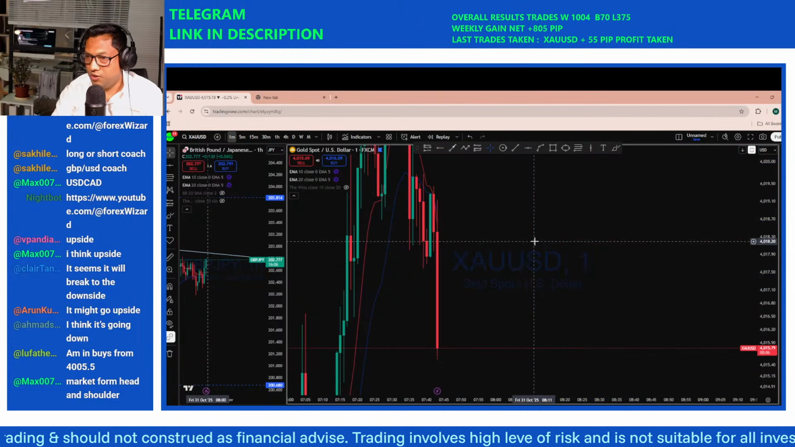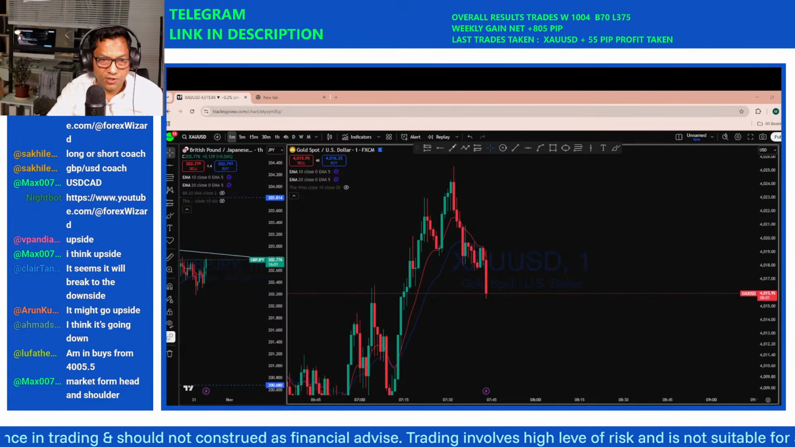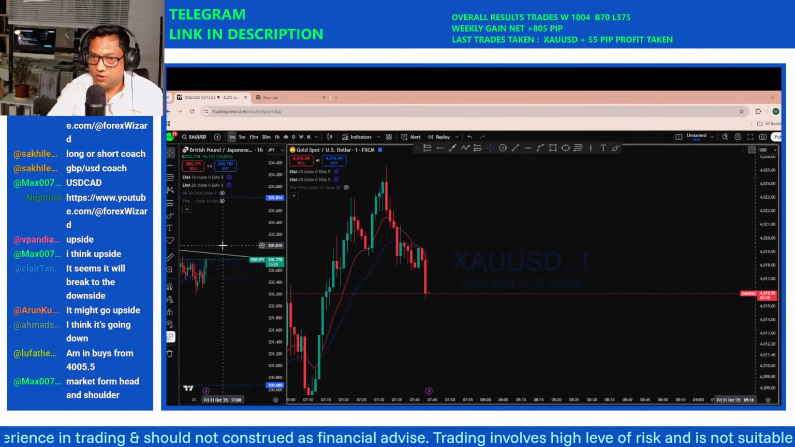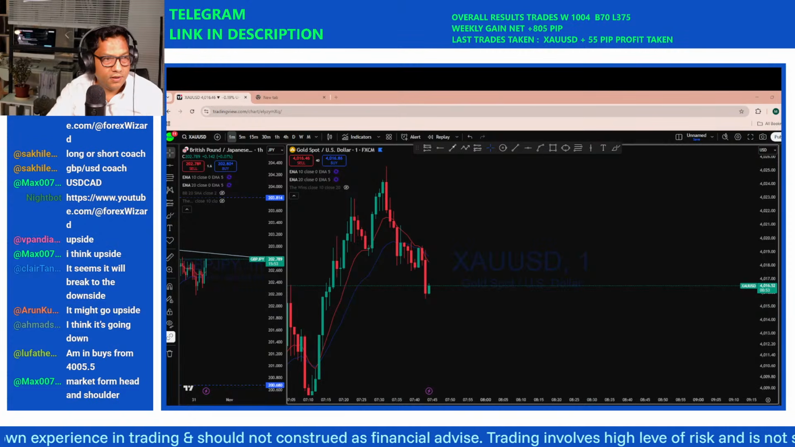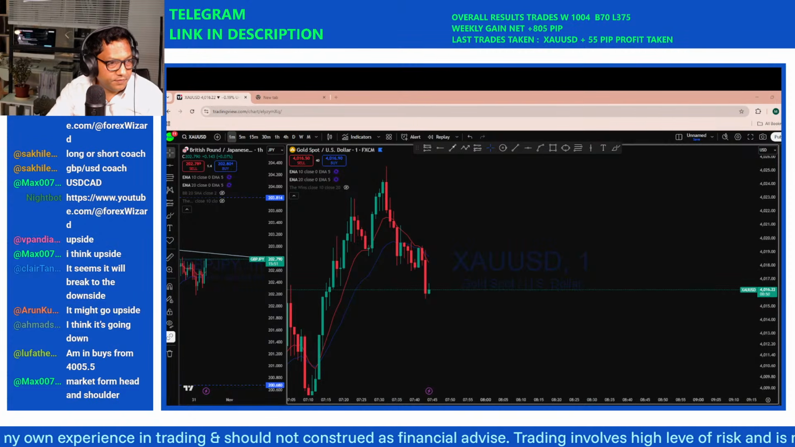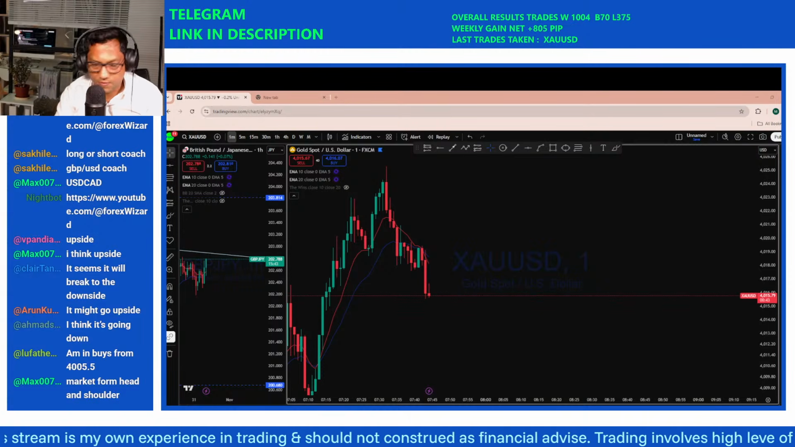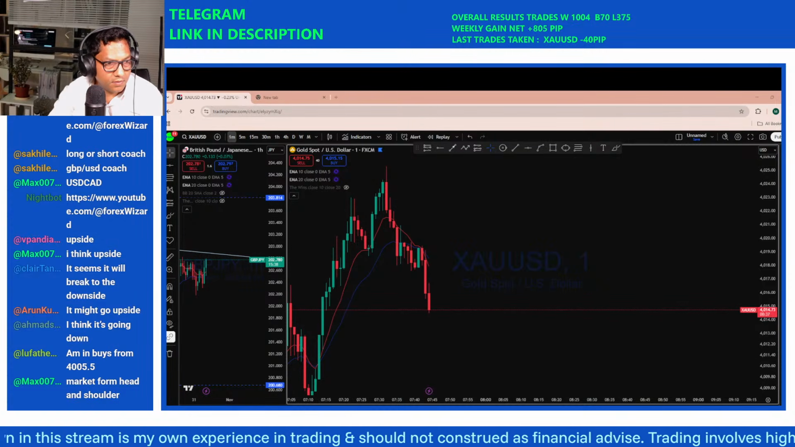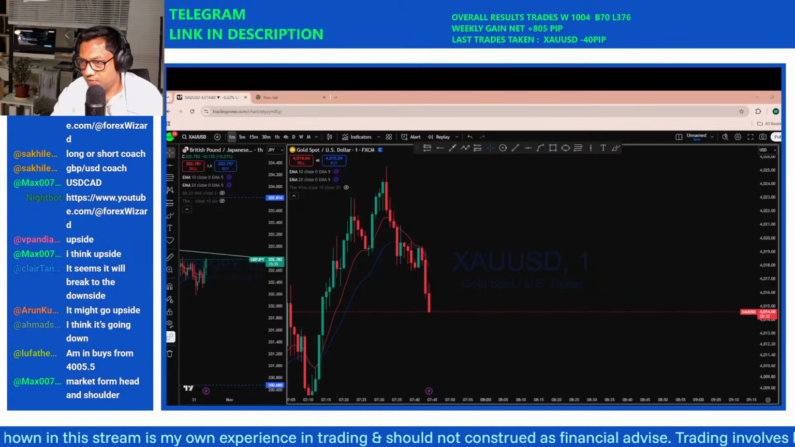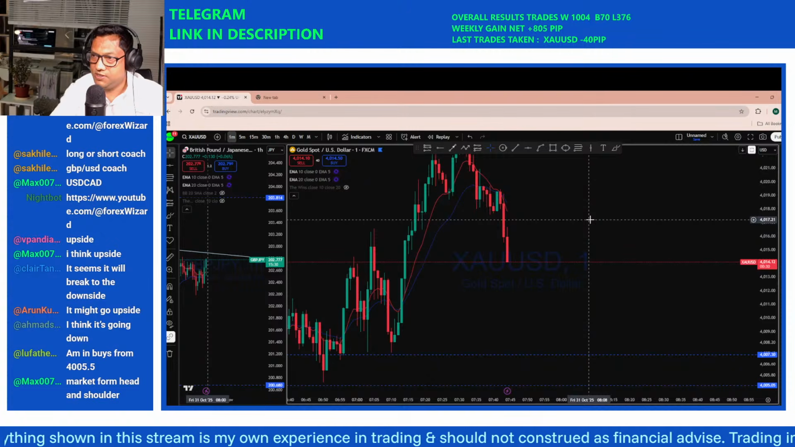That's broken back below, so you might see the downside here. The market has completely broken down, so you are down 40 pips. Okay, so the market has got rejection from the higher price.